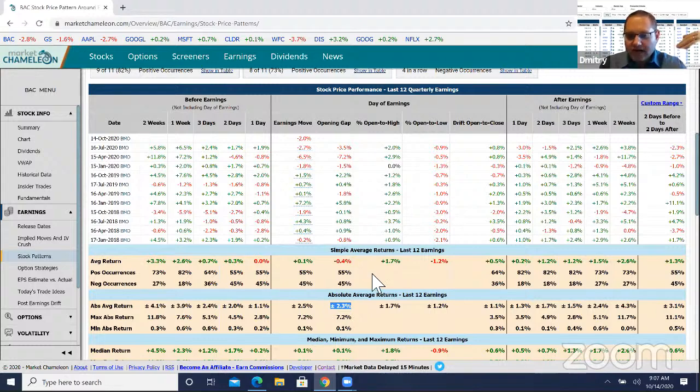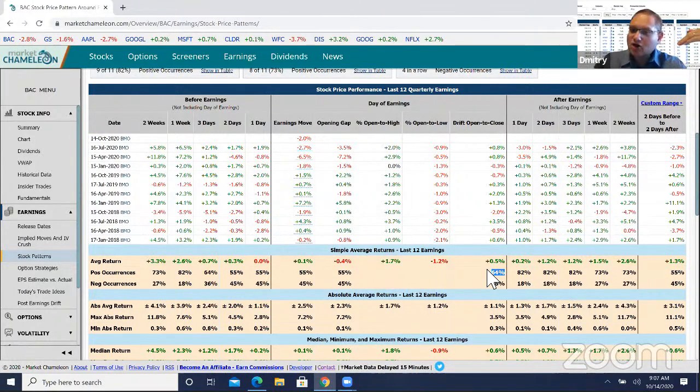From the opening to the high, the average move after it opens was up 1.7%. From the open to the low, the average move was down 1.2%. It looks like, not on the day, but from the opening price, it finished higher a little more often than lower.